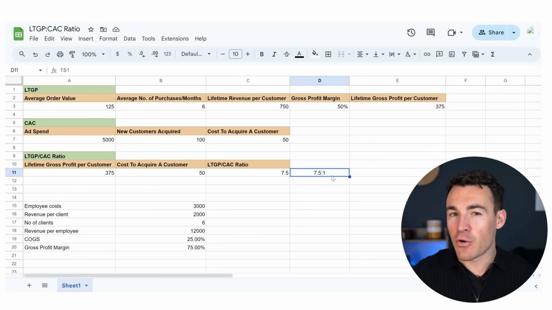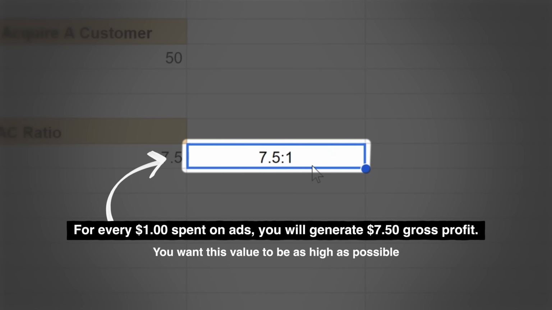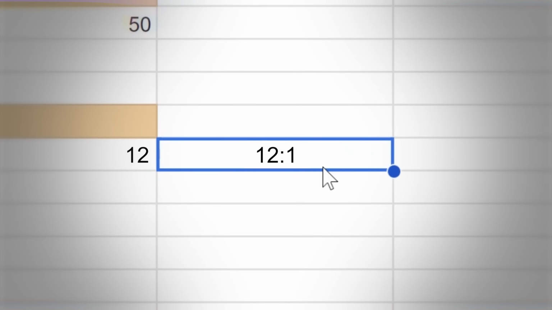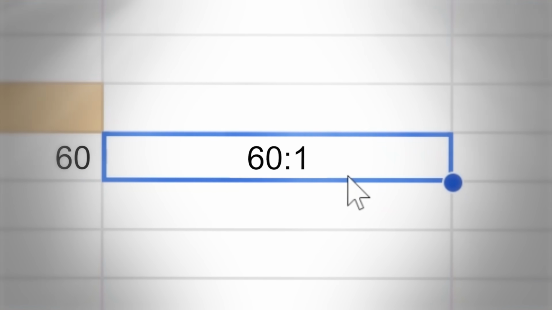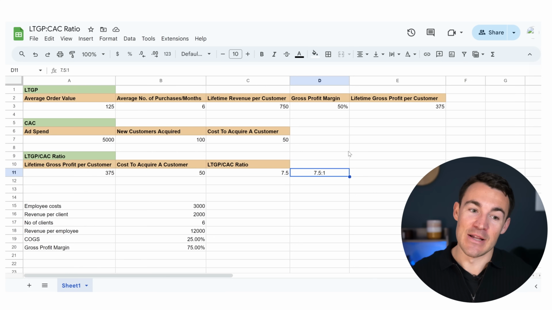That's because out of that gross profit, you've got to pay for everything else. You've got to pay for your overheads and your insurances and admin staff and all that sort of stuff. And those costs really, really increase as you scale a business. And this metric really wants to be as high as possible. I mean, we've worked with clients that operate with a 12 to 1, with a 20 to 1, one that even operated with a 60 to 1 LTGP to CAC ratio, which is absolutely fantastic. It means you're effectively printing money when you're running ad campaigns.